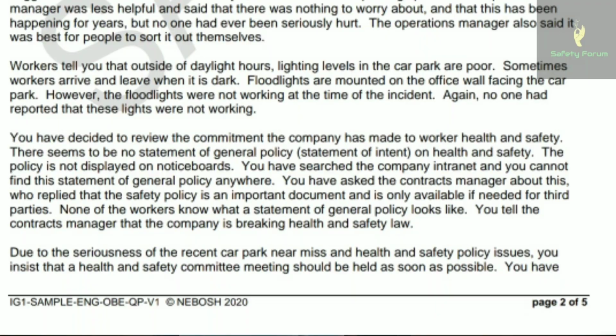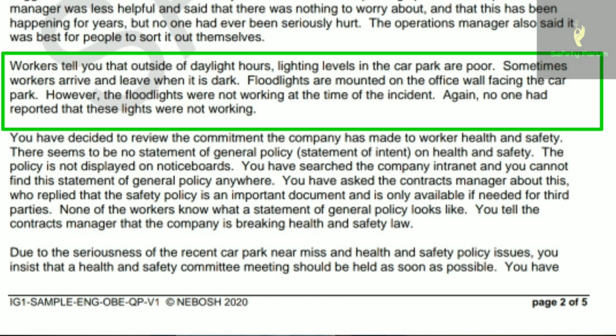Now also you took opinions from other workers, and what they said is, there are no proper lighting facilities in the car park area. The illumination, there are lots of dark spots in the parking area. They have floodlights on the office walls, but they are not properly working. And if the lights are not working, no one is reporting to the management that the lights are not working on the spot.